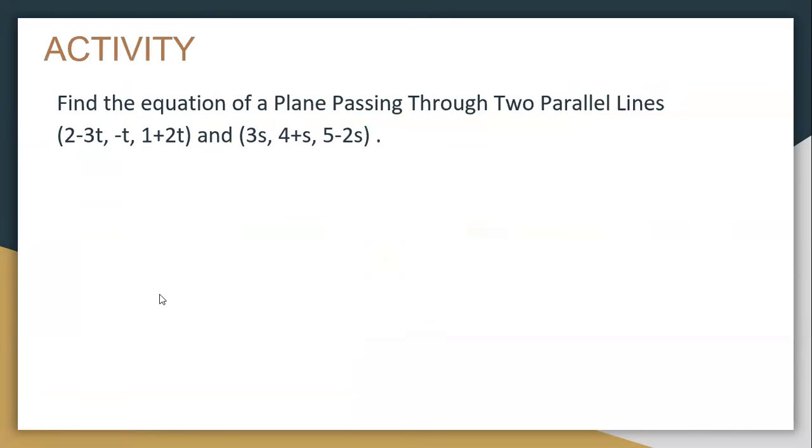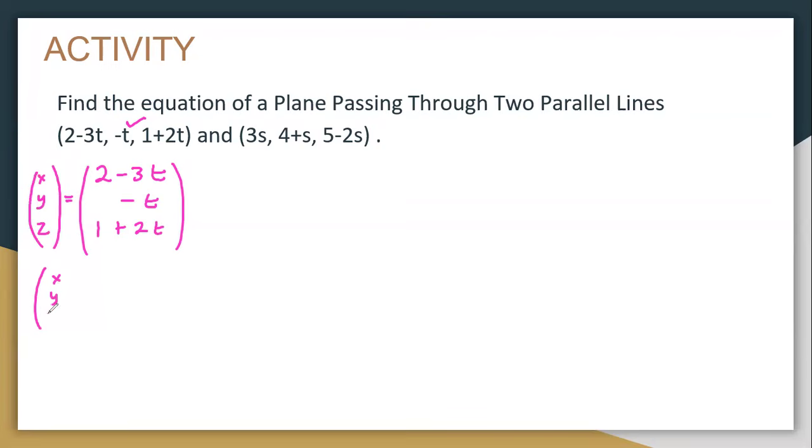Here, the question has stated that they are parallel lines. But please, it is also okay for you to first check that they are surely parallel. So we are going to first have our first line, which is 2 minus 3t, minus t, 1 plus 2t. Always it is a good practice to check first, because the question may say so, and actually when you look through, they are not.